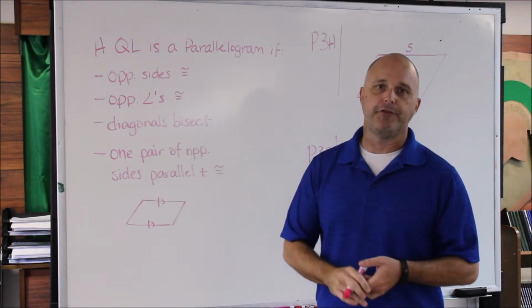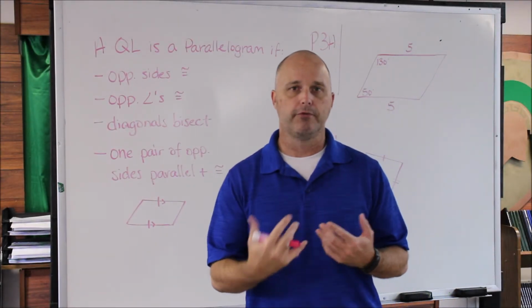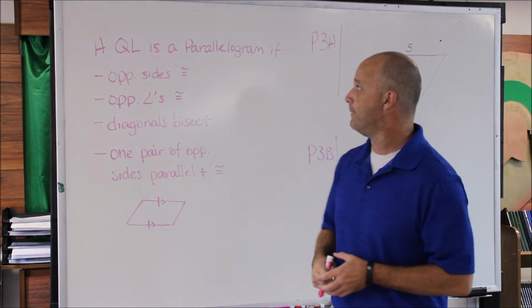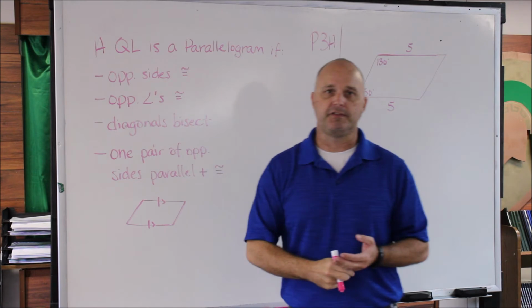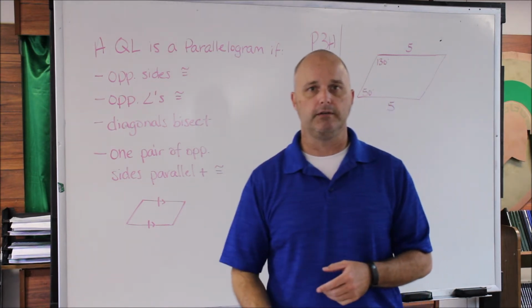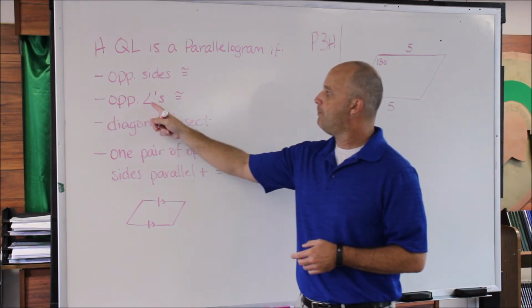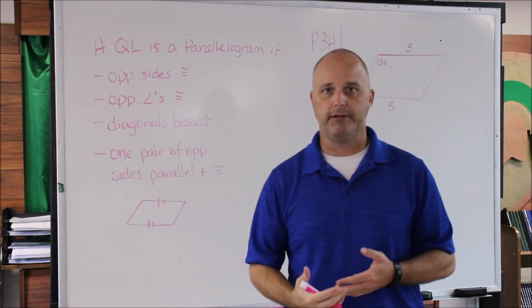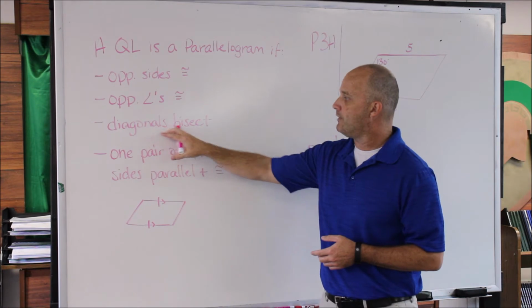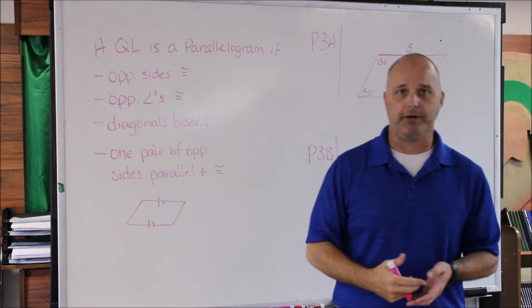At this point we have a few things that will allow us to prove that a quadrilateral is a parallelogram. That list includes: if both pairs of opposite sides are congruent, then you know that you have a parallelogram. If both pairs of opposite angles are congruent, then you also know that you have a parallelogram. If your diagonals bisect each other, you know that you have a parallelogram.